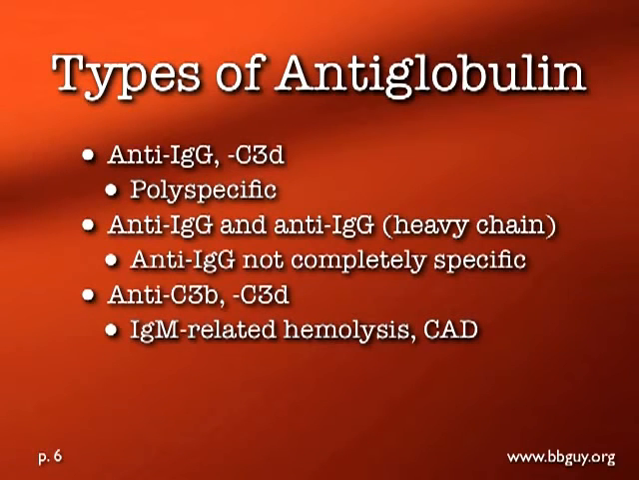Fundamentally, the anti-IgG does exactly what you would think it would do. It picks up IgG on the surface of red cells, not completely specifically, but mostly. There can be some overlap. Anti-C3d, on the other hand, shows that complement has been fixed on the red cells and gives you a clue that there may have been another type of coating, such as with IgM, which is better at fixing complement than IgG.